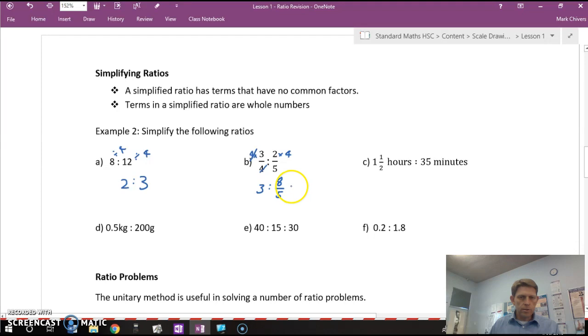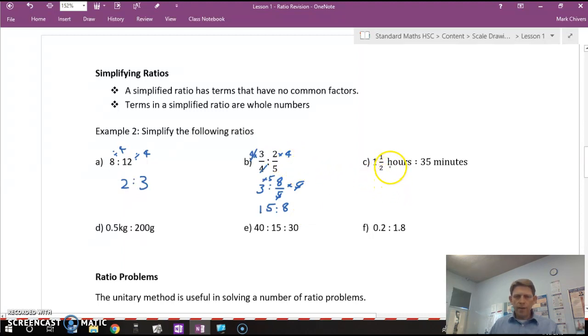Now I can get rid of this 5 on this side. So if I multiply that by 5 and I multiply that by 5, I'm going to end up with 15 is to 8, because those two 5s will cancel each other out. Okay, 15 is to 8. I can't simplify that any. There's no common factors left, so that's the answer to that one. So with the fractions, multiply by your denominators and it'll work out.